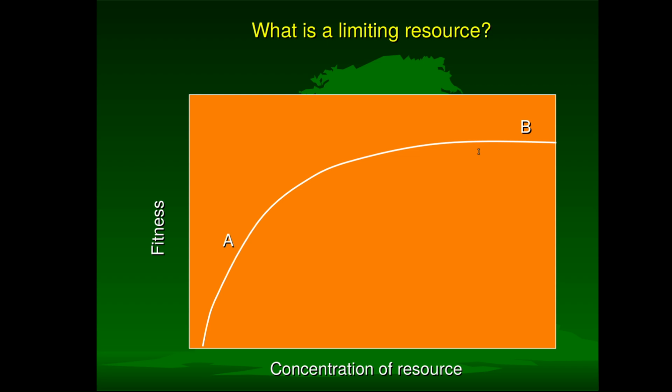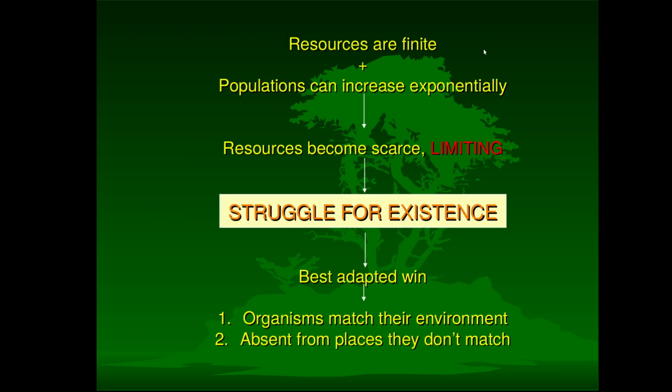So a limiting resource is a resource that, if it is increased, increases a consumer's fitness, as it does down here. This usually happens at low levels of the resource when it's in short supply, but not at high levels. So at the A region, but not at the B region. As resources become scarce, they become limiting. So in the struggle for existence, populations increase, resources become scarce, and then they become limiting.